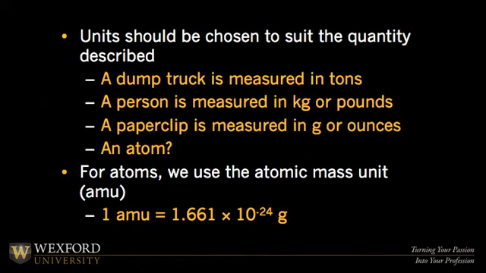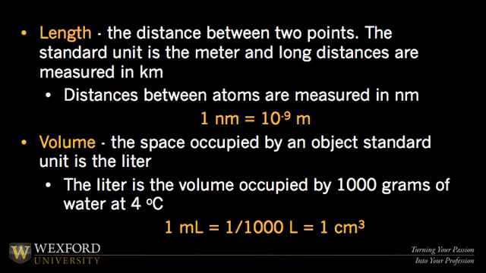Now units should be chosen to suit the quantity being described. So for example, a dump truck is measured in tons, a person is measured in kilograms or pounds, a paperclip is measured in grams or ounces, but what about an atom? For atoms we use the atomic mass unit, where one atomic mass unit is equal to 1.661 times 10 to the negative 24th grams.